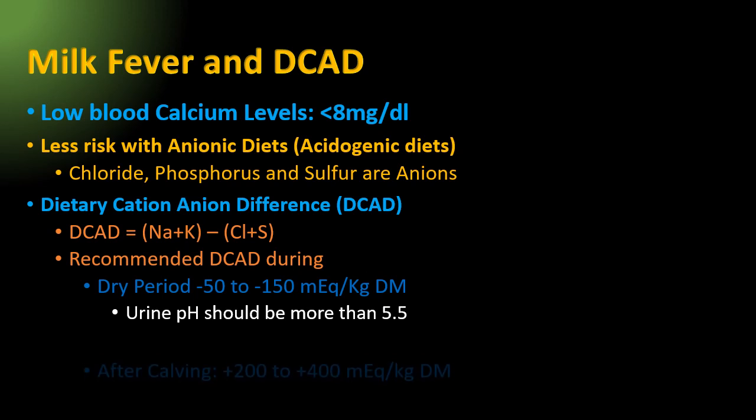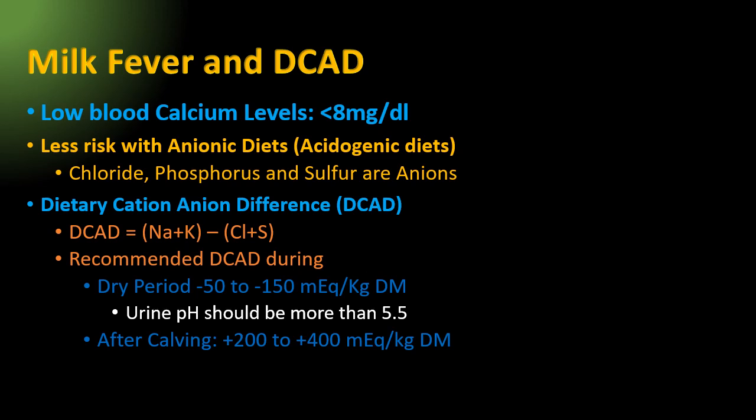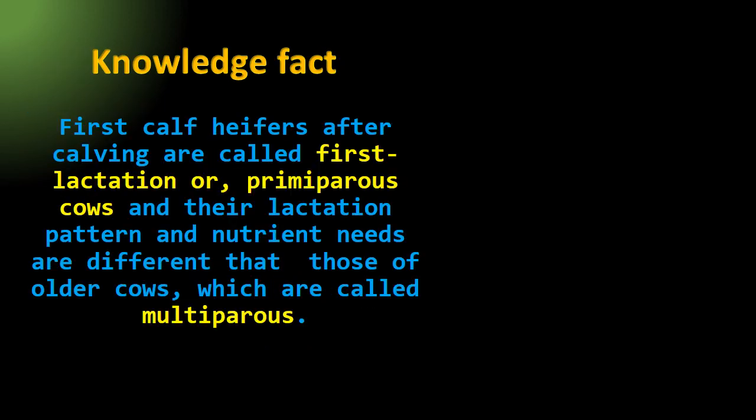After calving, switch the cow to a ration with a positive DCAD, plus 200 to plus 400 milliequivalent per kg dry matter, for higher intake and production. So this is all about feeding animals during the dry period.